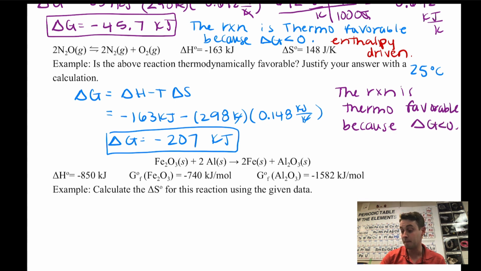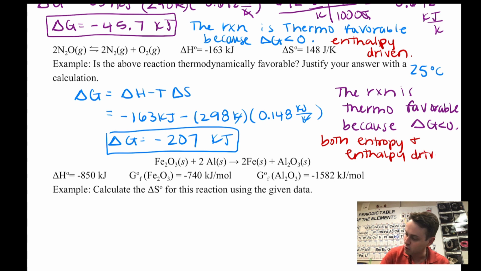And in this case, it's both entropy and enthalpy driven. Okay, remember that this one would be thermodynamically favorable at all temperatures. And that's what I would expect, right? Because it's a negative delta H and a positive delta S. Let's look at one more question, and then we'll look at some more in class together.